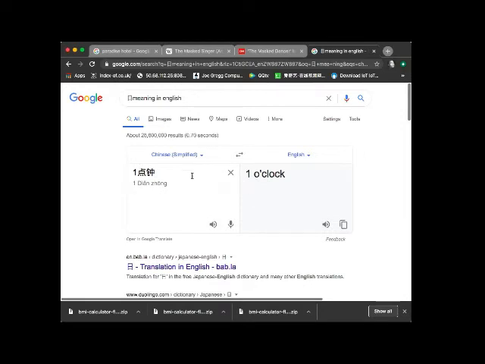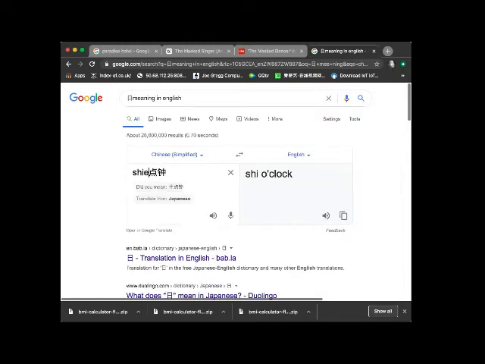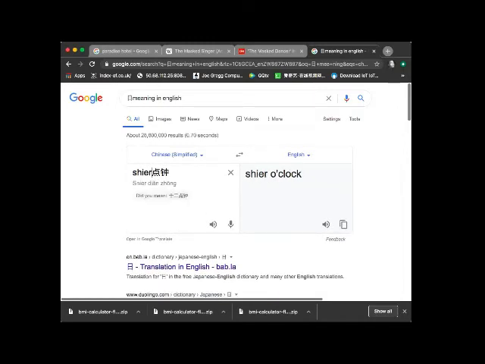So we're saying, now that we know our numbers, we can use this same concept to say time from 1 o'clock to 12 o'clock, because those are the hours that we have in the day. 1点钟 all the way to 12点钟. 12点钟. Yes, like this.